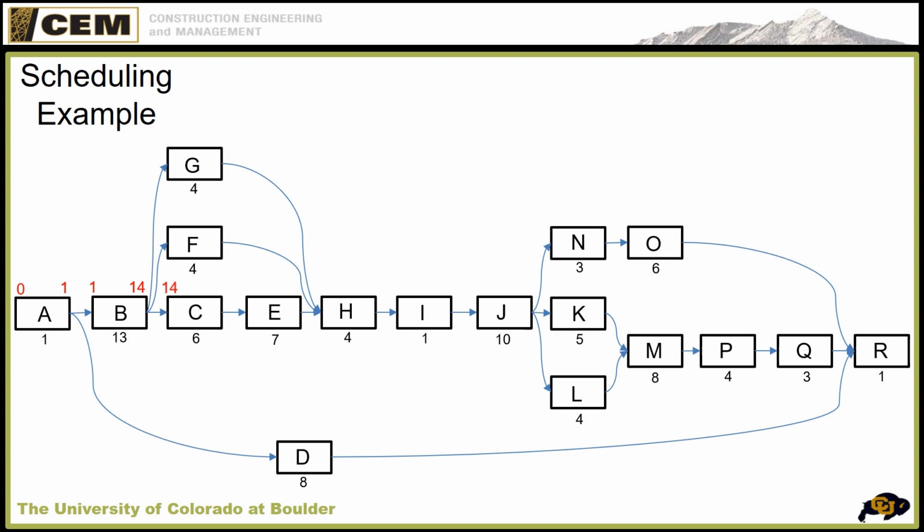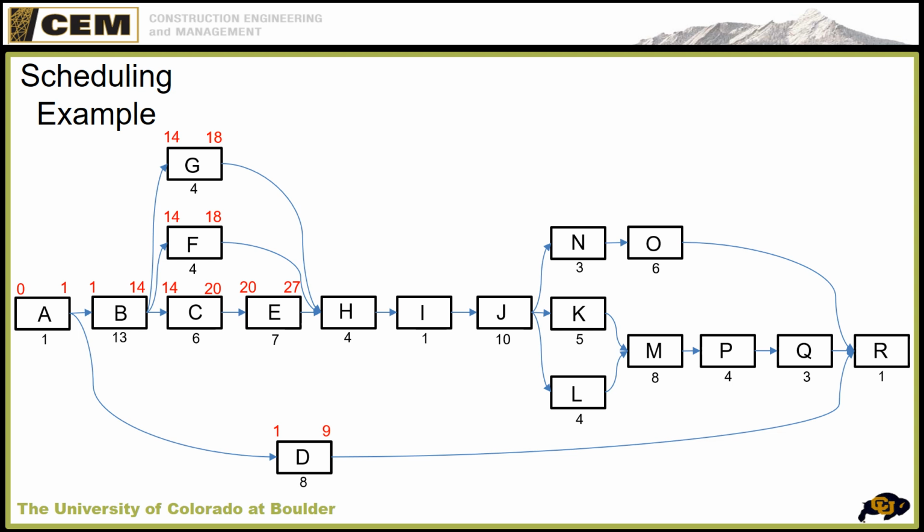Then we move over. C, early start of 14, early finish of 20. Let's move up. F, early start of 14, duration of 4, early finish of 18. G, 14 early start, 18 early finish. Let's move down to E. Move down to D. 1 for D is the early start, 9 would be the early finish. Now let's go up to E. 20 and 27.